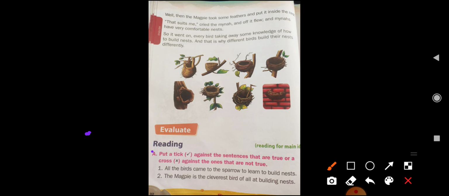Okay. So children, now let's read the first sentence. All the birds come to the sparrow to learn to build nest. Tell me, is it right? No. We all know that all the birds came to the magpie and asked her to teach them how to build a nest. So this sentence is wrong. Then what do we have to do? We have to put a cross mark. Like this.